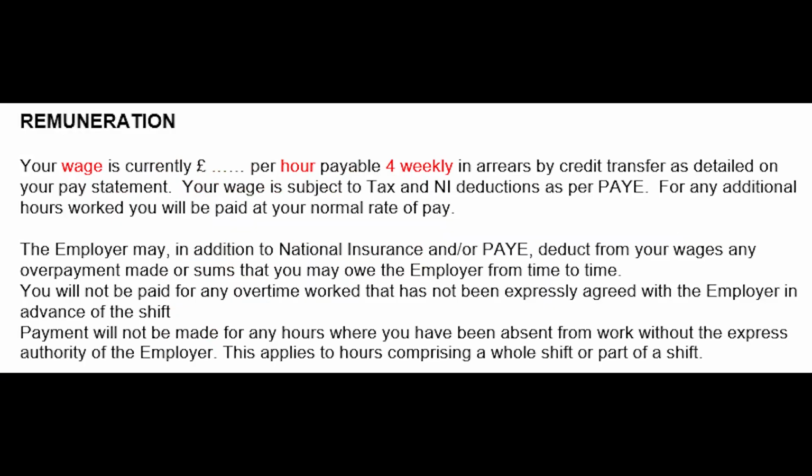Then it says remuneration, which essentially is wage. So it says your wage is currently, and you can change the wage to black and just write where the pound sign is how much per hour the person is getting paid. And then "weekly" is in red as well, because it might be that you decide to pay your personal assistant more regularly than every 4 weeks.